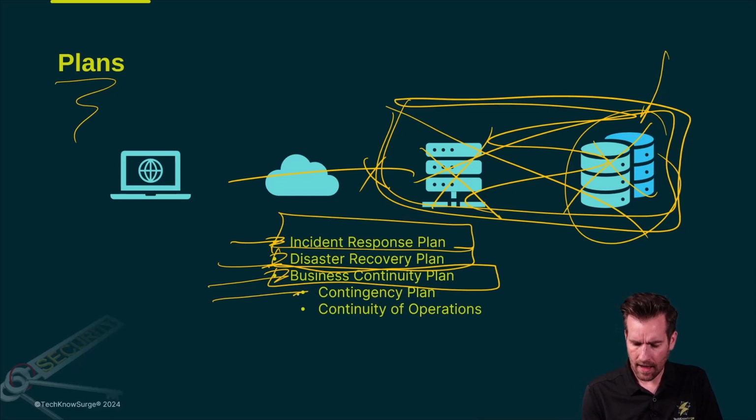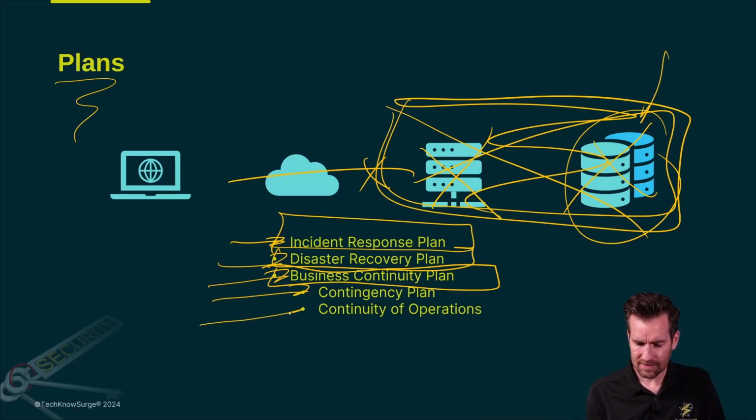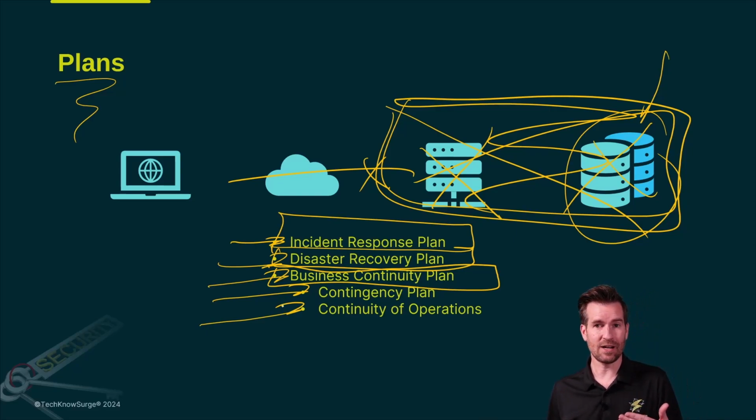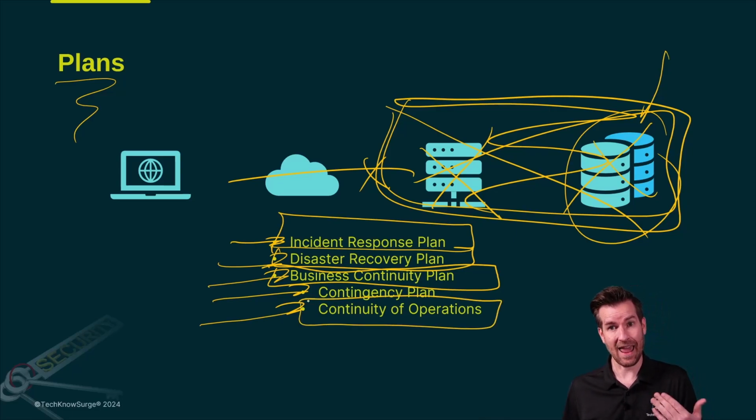So one other term that we could hear is something called a contingency plan, or some will call it a continuity of operations. If it's not actually a business, so if it's like a federal government, they'll call it a continuity of operations because it's not a business.